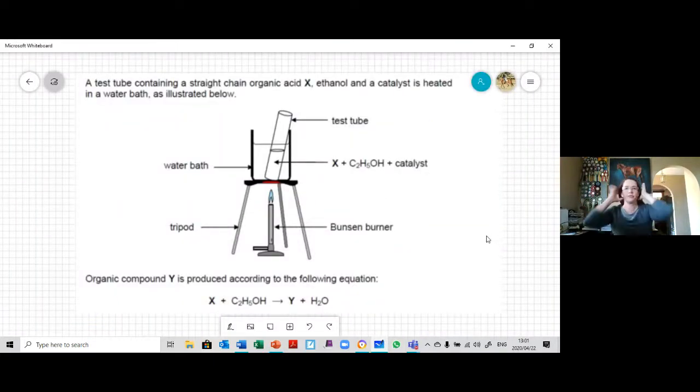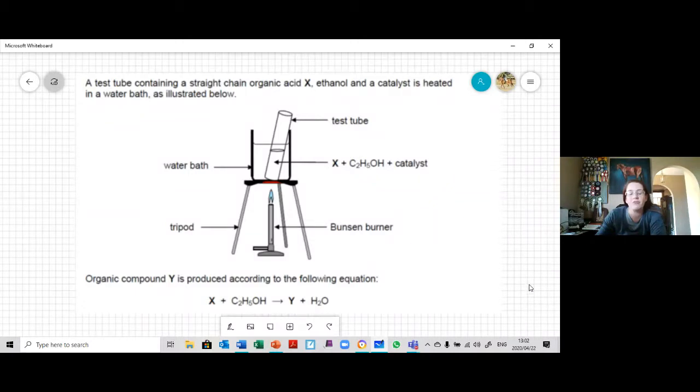So we've got a test tube. It's got a straight chain organic acid in, X, we don't know what it is. Then we add ethanol, we add a catalyst, and we heat it in a water bath. They then say organic compound Y is produced, and they give us a reaction equation. So let's have a look at the questions that follow.